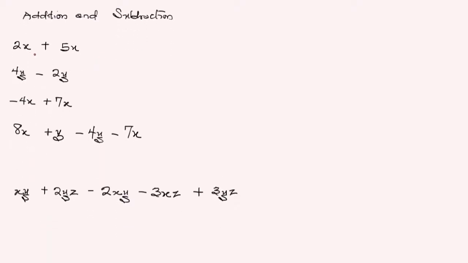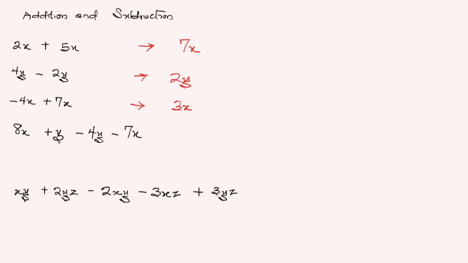So 2x plus 5x would result in 7x. Now, if we have 4y and we subtract 2y from that, we would have 2y. If we have minus 4x and we're adding 7x to that, we would have 3x. If we have 8x plus y minus 4y minus 7x, we cannot add 8x plus y because they are unlike terms.